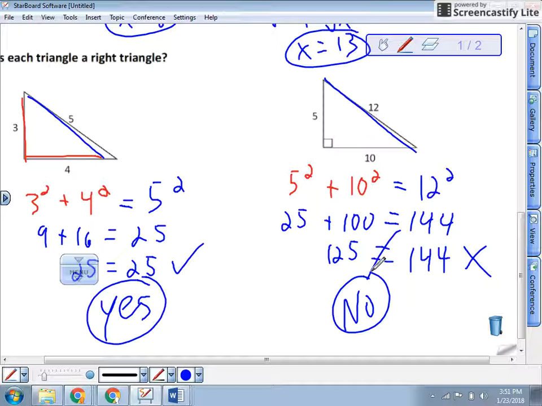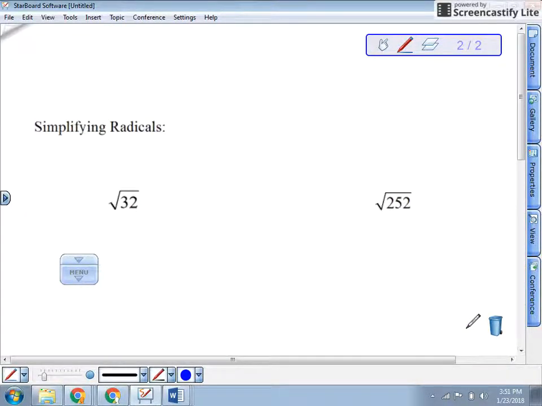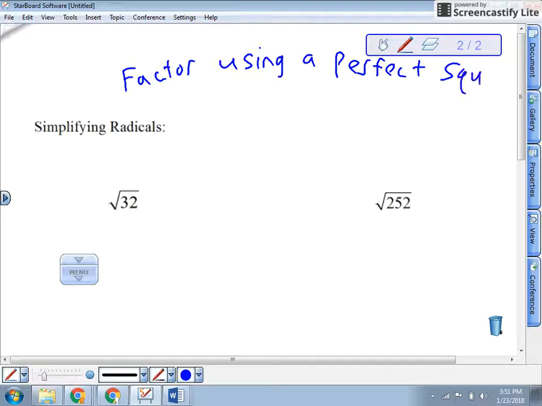There's the Pythagorean theorem. One skill that you're going to need today is simplifying radicals. To simplify radicals, you have to factor them using a perfect square. And I'm going to write that out so you guys can see it and remember it.